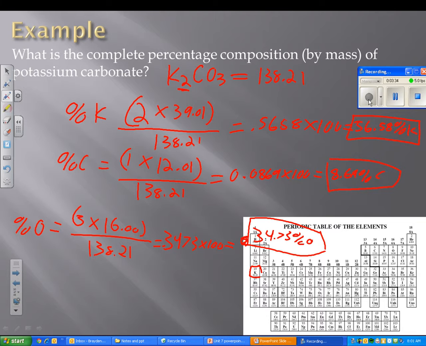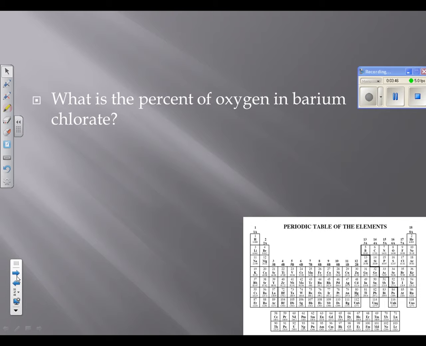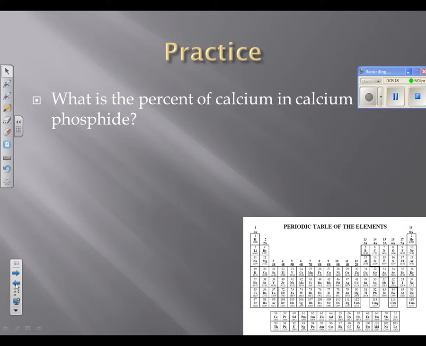So we keep on going. What is the percent of calcium in calcium phosphide? So here we don't have to do the whole thing. We just have to find the calcium. So first step is always find the chemical formula, which is going to be Ca3P2. Then we have to find the molar mass for Ca3P2, which is 182.18 grams in every mole.